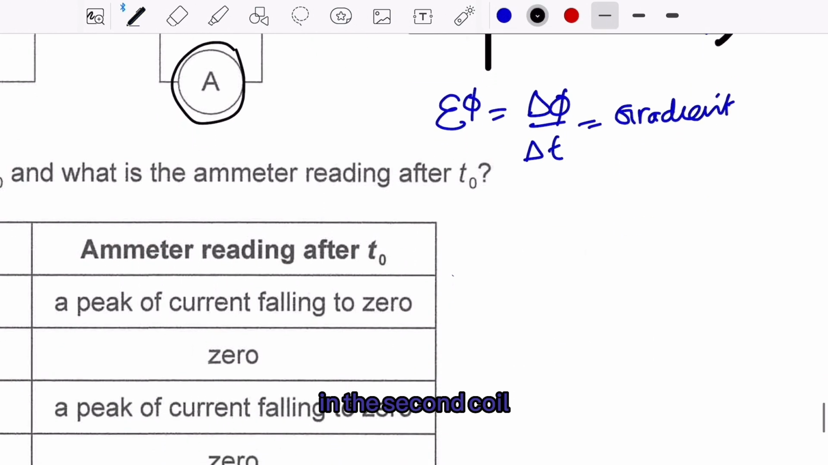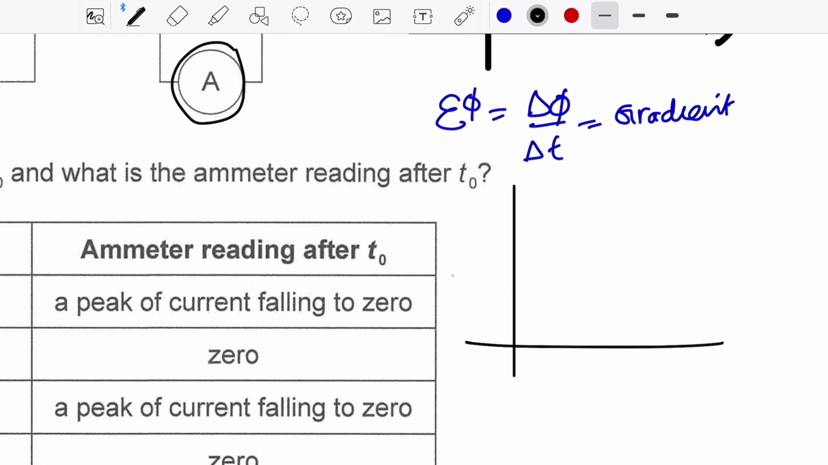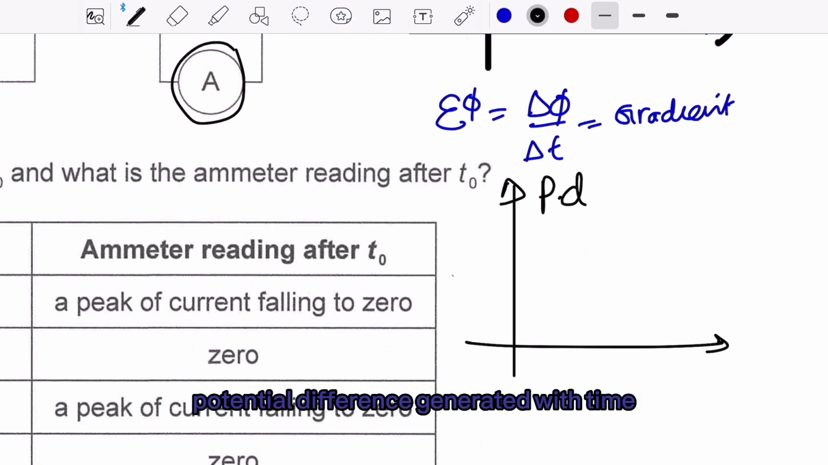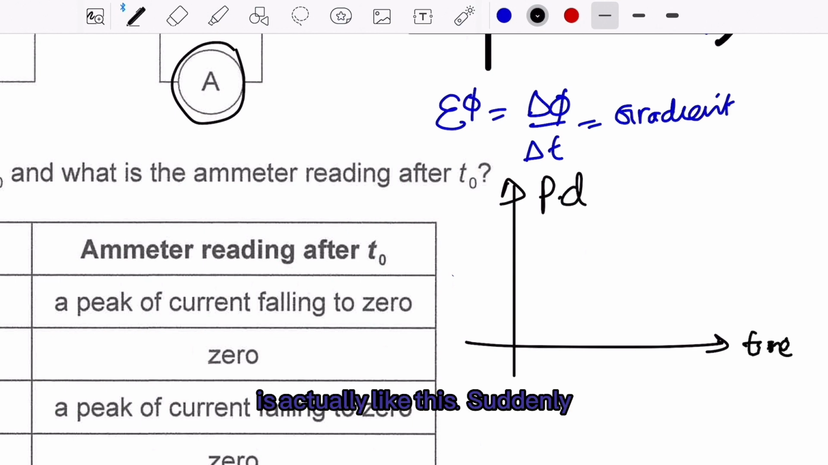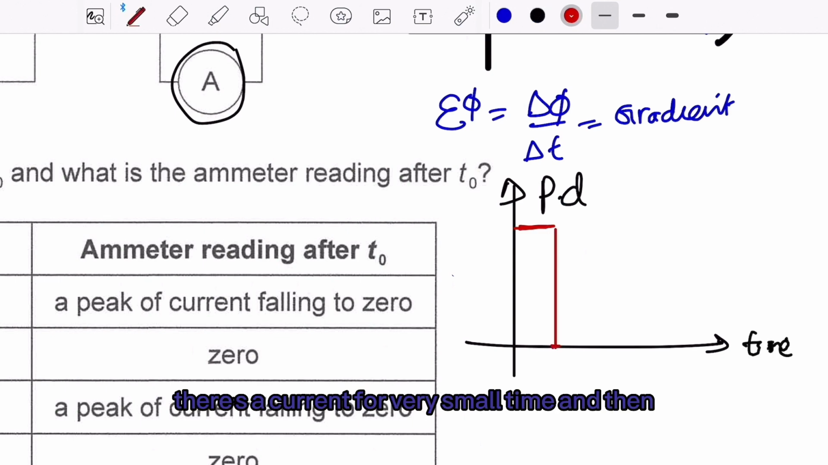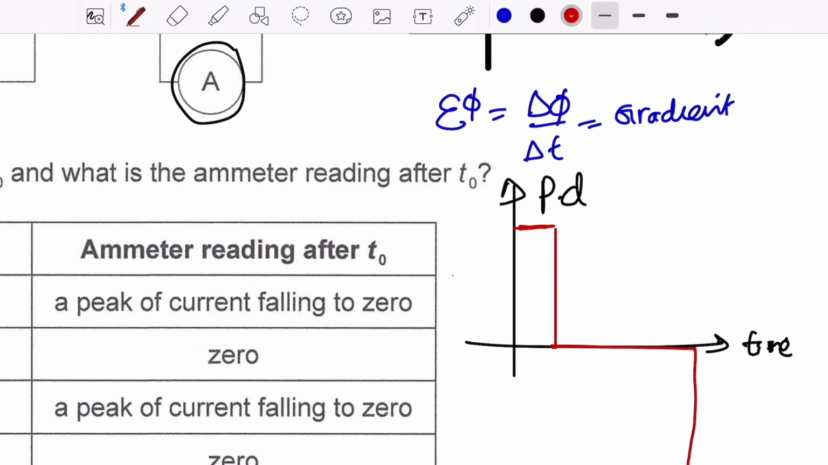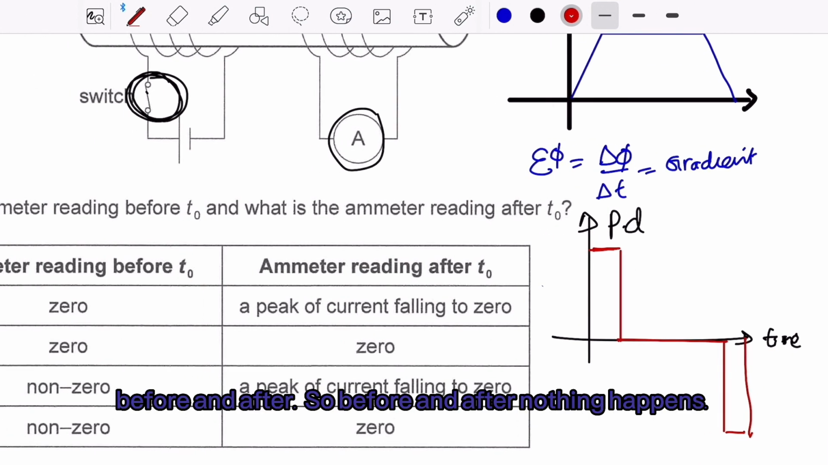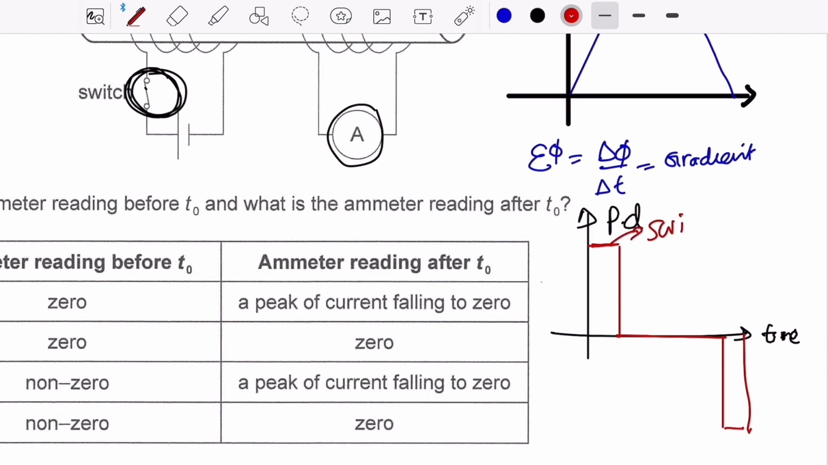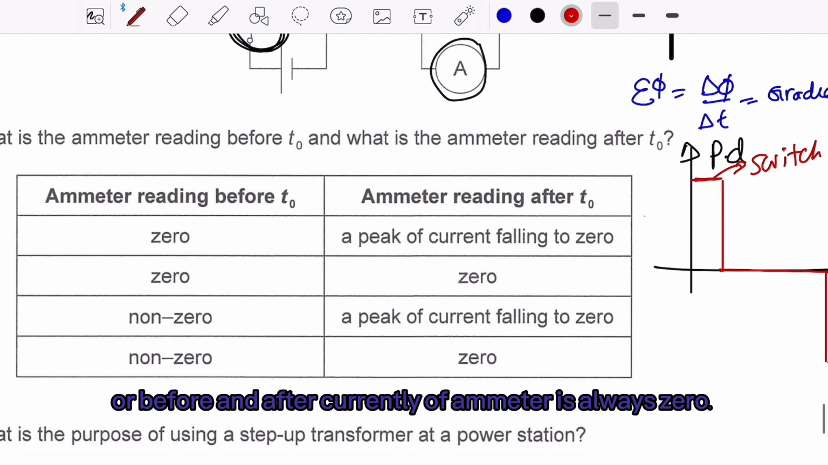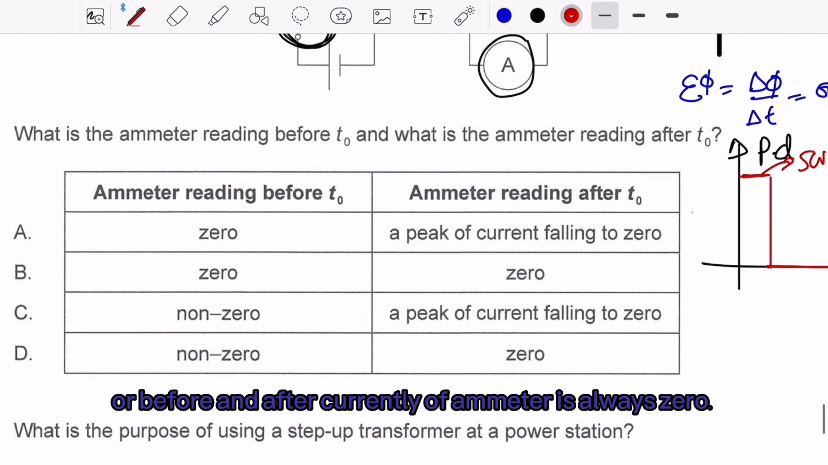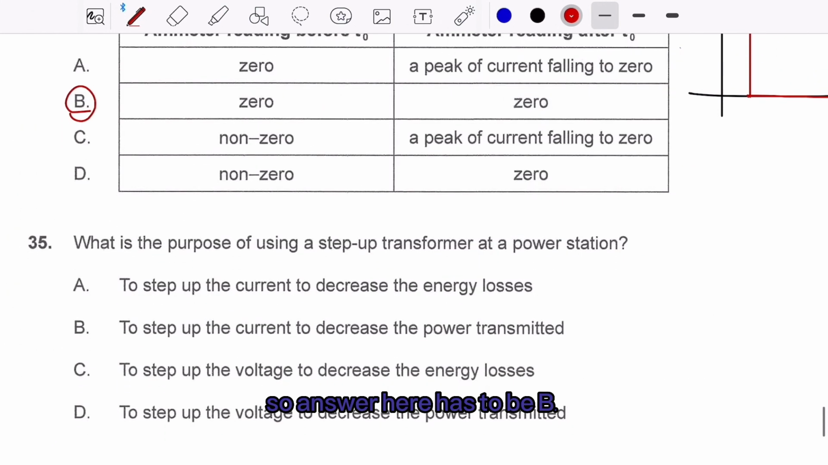So in the second coil, the potential difference generated with time is actually like this. Suddenly there is a current for a very small time, and then it's like this. But what they ask is before and after. So before and after nothing happens. This is switch on, this is switch off. In between, or before and after, the current of the ammeter is always 0. So answer here has to be B.